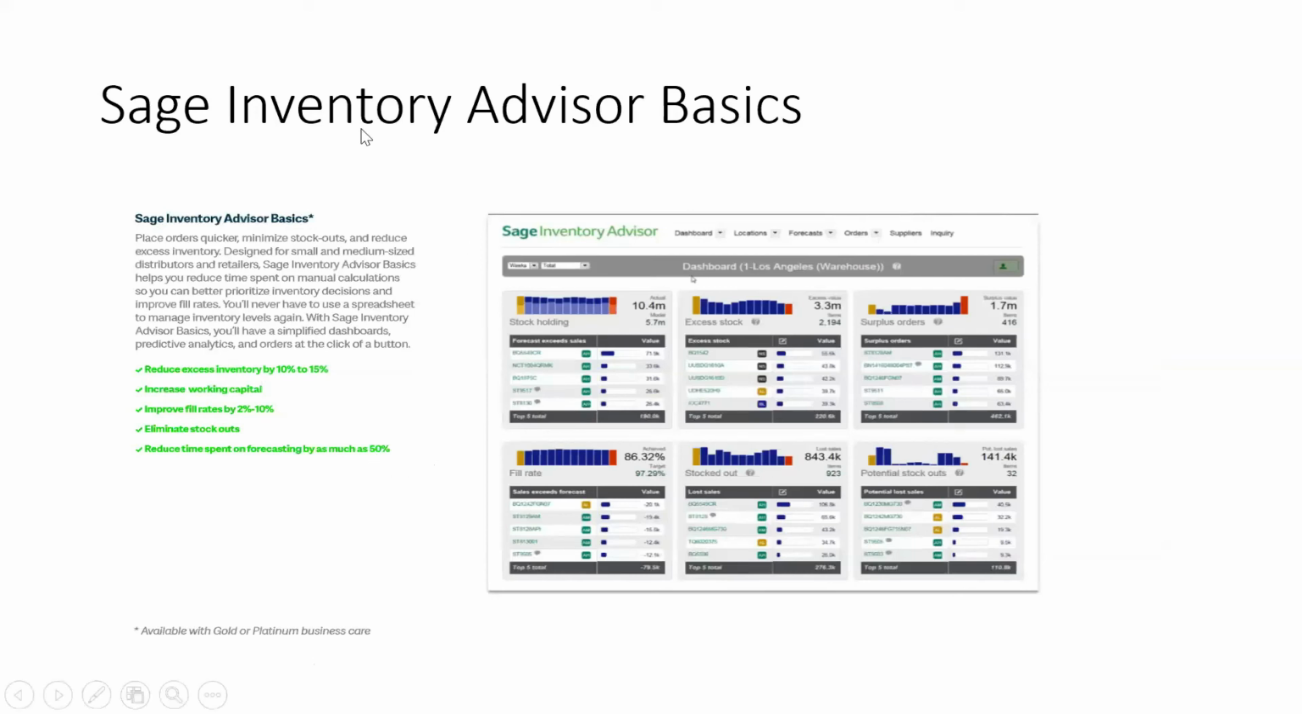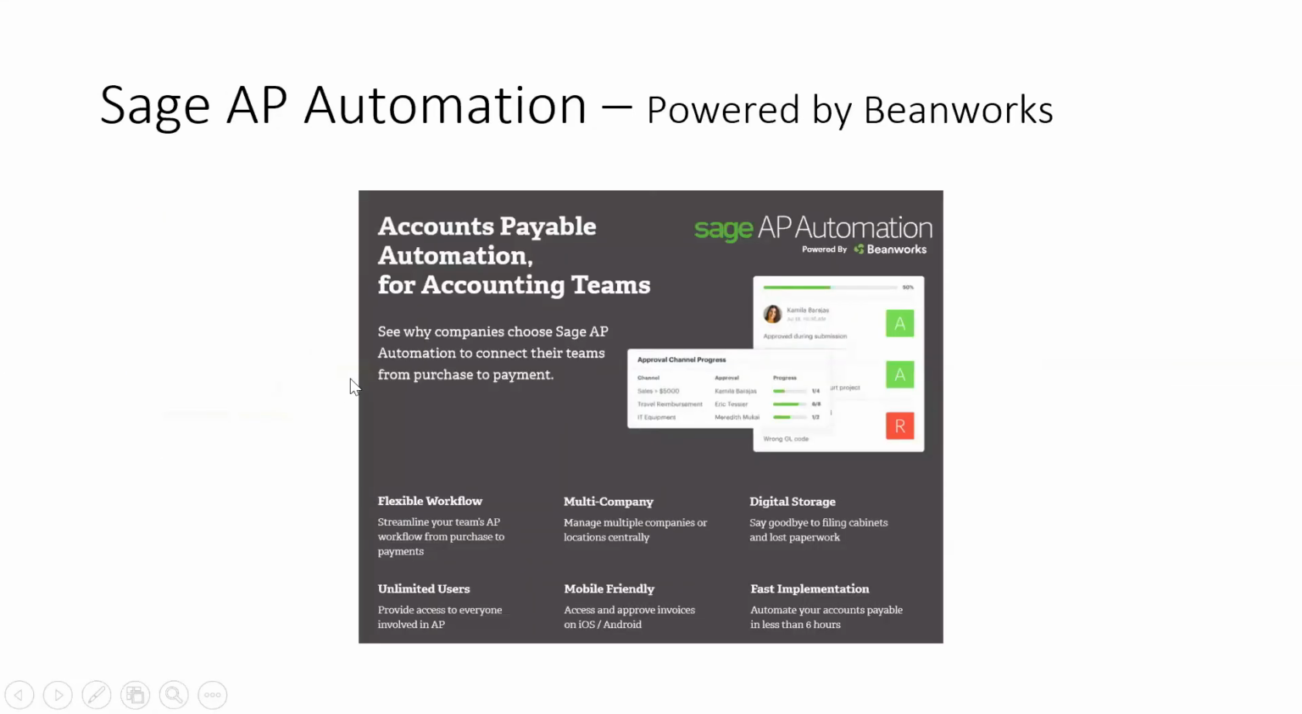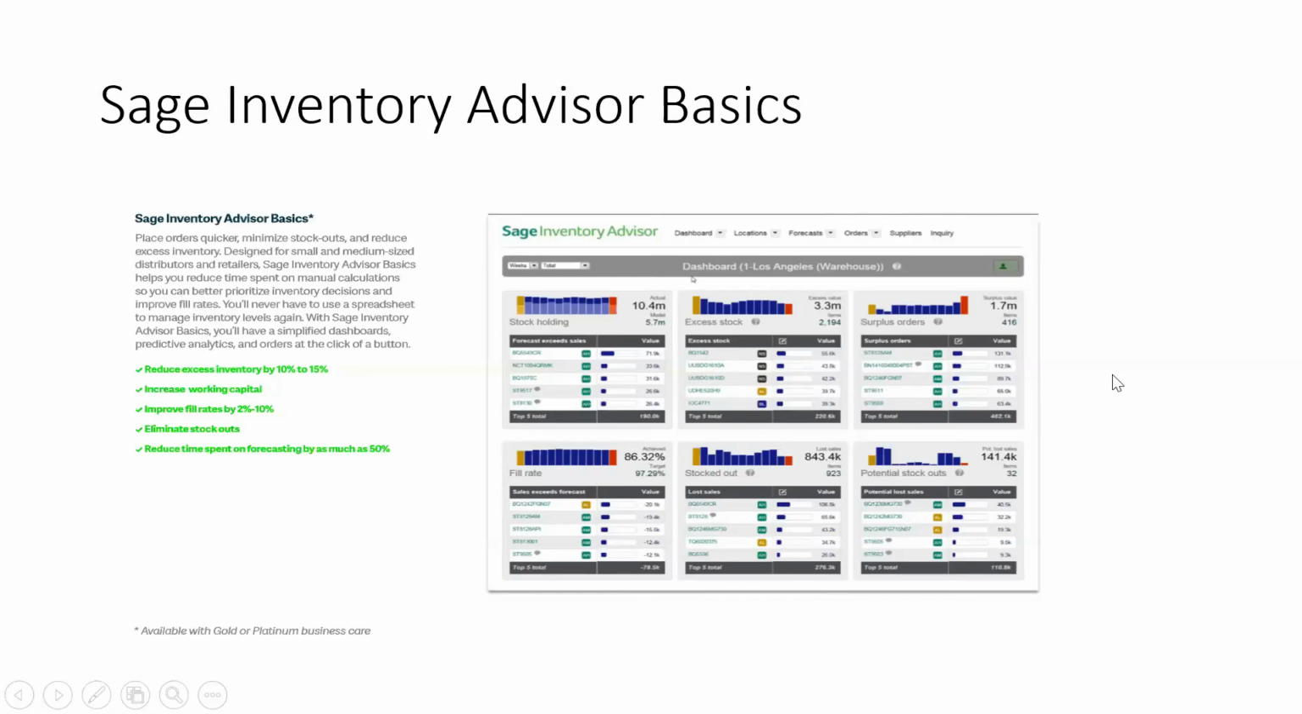Also included is the Sage Inventory Advisor Basics. And basically, the advisor makes it quicker to place orders, to minimize stockouts, and, whoops, let me go back. And also to better prioritize your inventory and the decisions that you're making. And if you were on the gold or platinum plan with your subscription, this is automatically included.